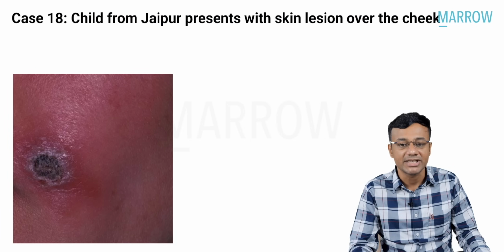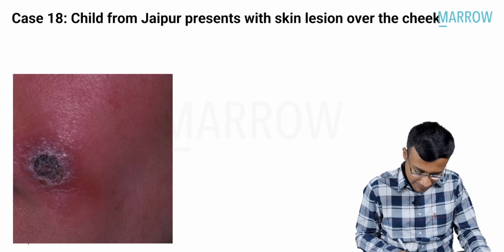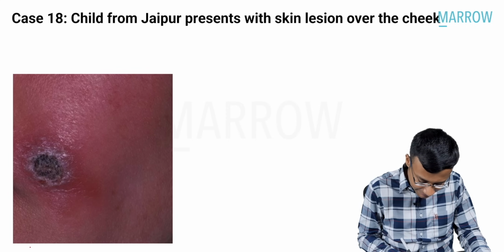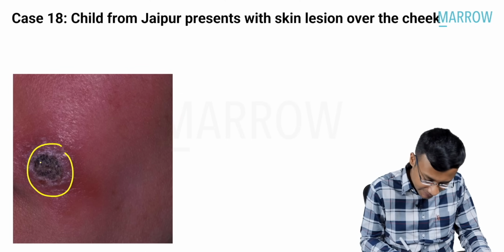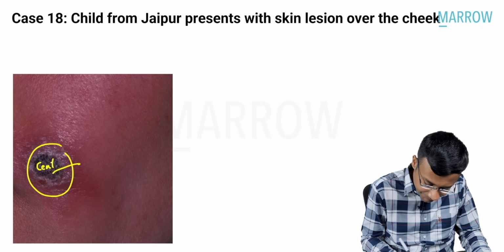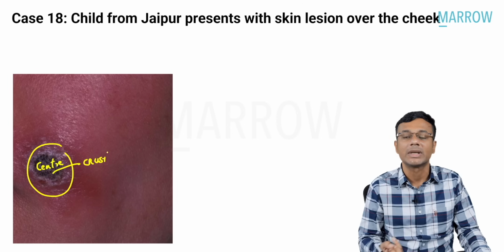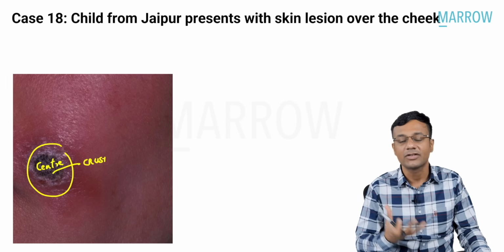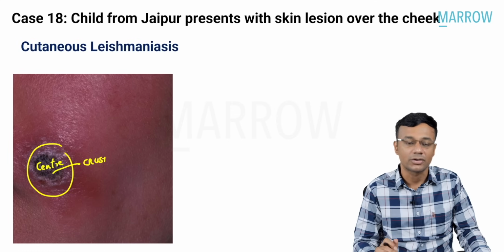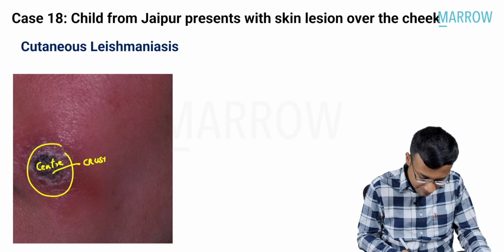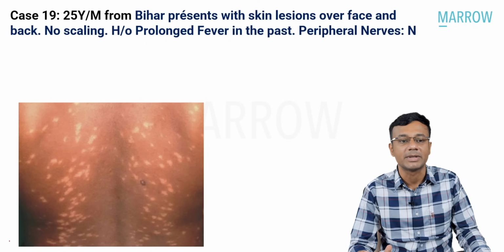Next, we have a child from Jaipur who presents with a skin lesion on the cheek. Look at this lesion, everybody. You can see that there is an annular plaque. What is very, very characteristic is the central crust. Generally when you remove the crust, you will get an ulcer over here. So a child from Jaipur presenting with a nodulo-ulcerative lesion with central crusting is talking about cutaneous leishmaniasis. So this is how you diagnose cutaneous leishmaniasis.